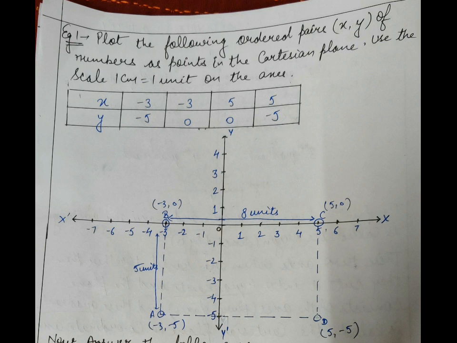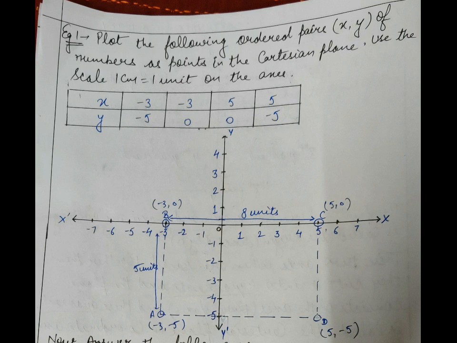Okay, now example number 1: plot the following ordered pairs (x, y) of numbers as points in the Cartesian plane. Use the scale 1 cm equals 1 unit on the axis. That is given in the table. Now you can see that a table is given, and through this table we will be plotting our points on the graph. I have plotted this graph accordingly.